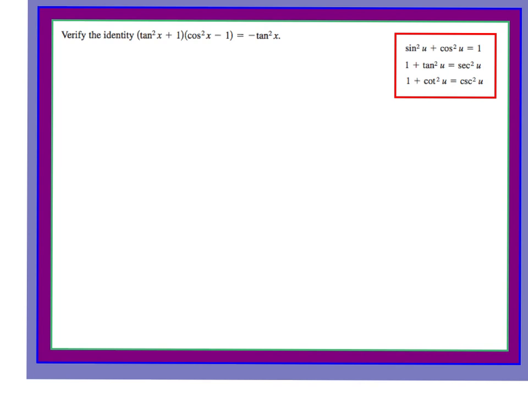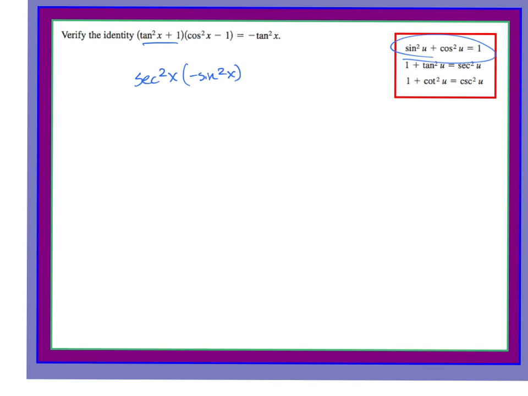All right, what do you want to do? You want to do the left side? What are we going to do to the left side? You want to do trig identities? Okay, so what is tangent squared plus 1? Secant squared, so let's change it. And what is cosine squared minus 1? Cosine squared minus 1 is not sine squared. It is negative sine squared. So this is actually negative sine squared.